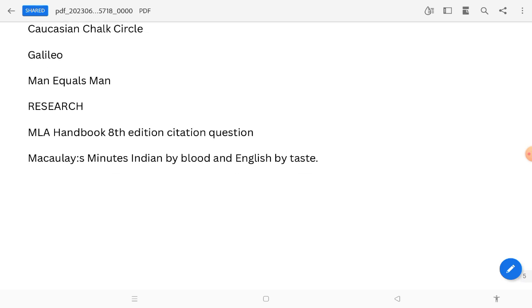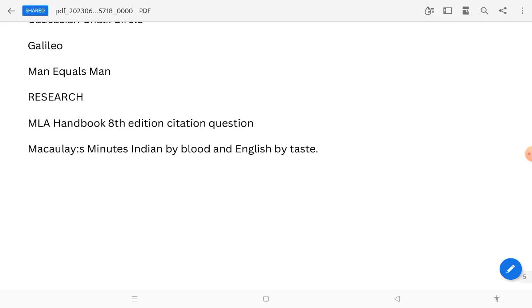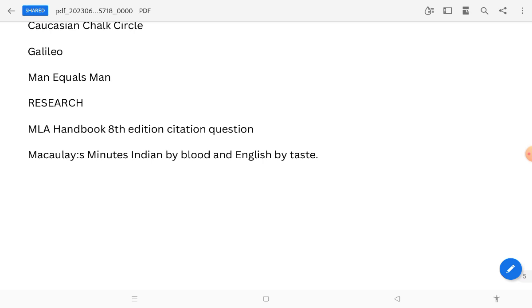Then there are questions from research methodology. First is MLA Handbook 8th edition citation questions. You have to choose the right one. They give you the examples. And there is also a question from higher education: Macaulay's Minute, Indian by blood and English by taste. So they ask this question.